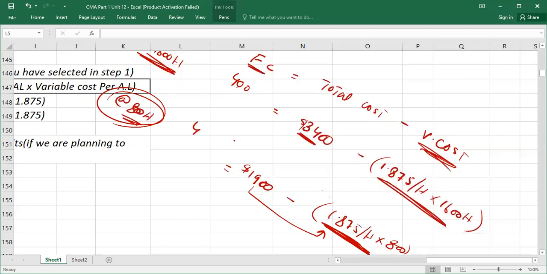Fixed cost as $400. But please make sure you use the same activity levels which you used in step number 1. So now, guys, we can apply a regression equation. What was the regression equation?